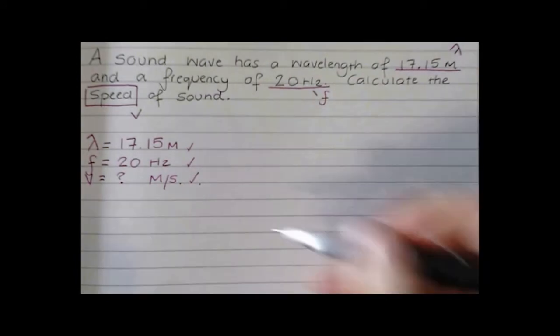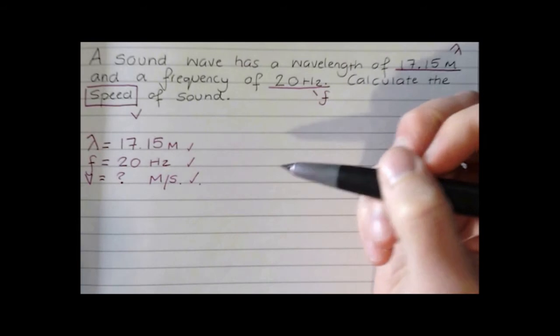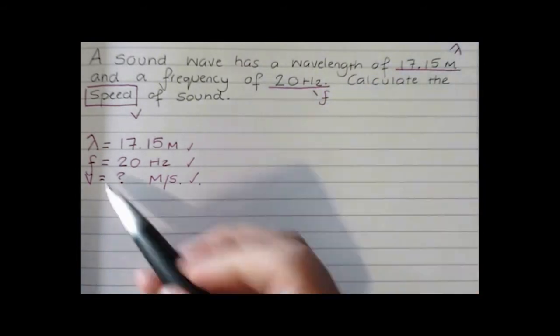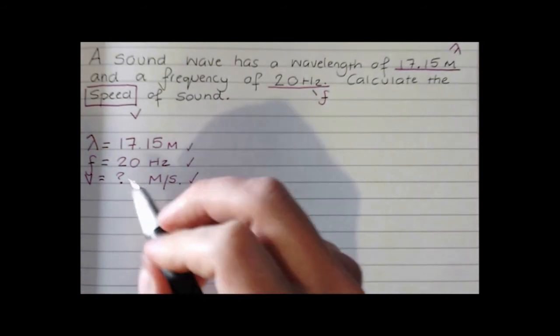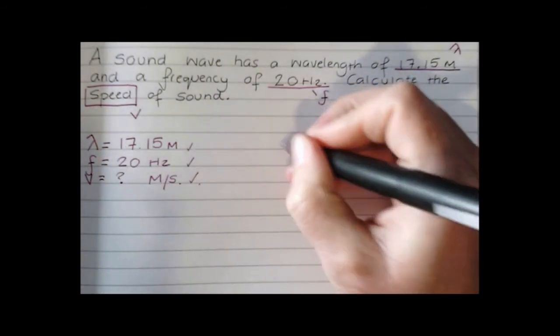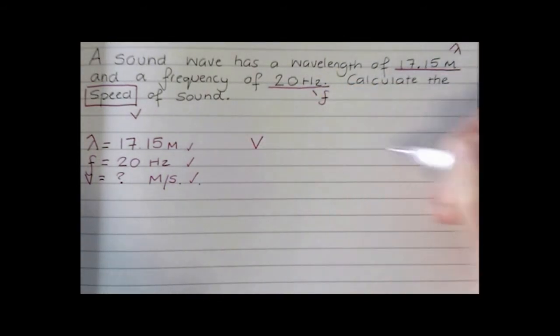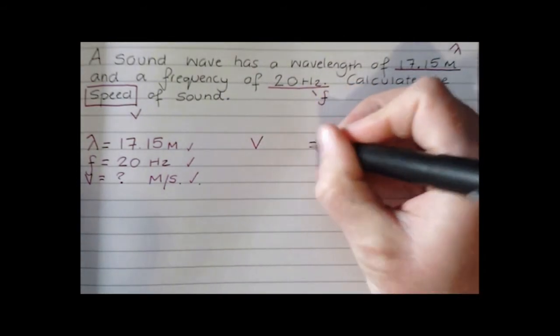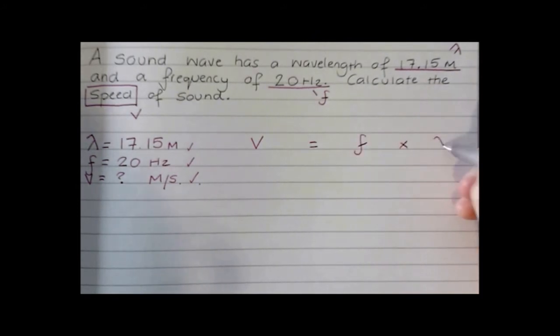Once we've got this, the next thing we do is write the equation in symbols that links all of these values together. We've got a wavelength, a frequency and a velocity, and there's only one equation that links these things. It's v, so velocity, and we're going to spread this out, so we might as well use all of the space, equals frequency times wavelength.